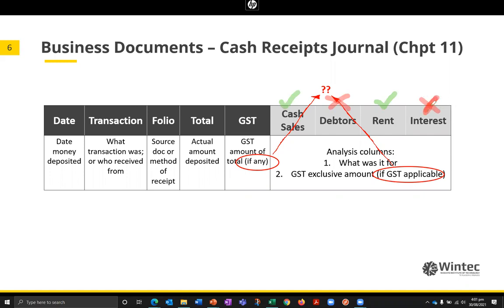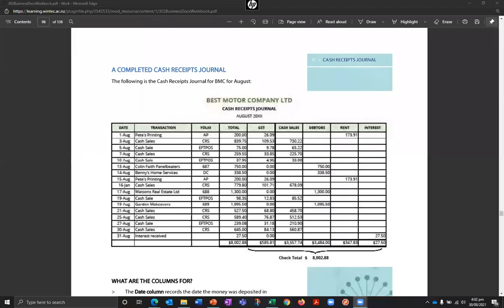Now, if you would like to make it easier on yourselves and to remember what you do and don't calculate GST on, you can put a tick and a cross like what I have here above the titles of these columns to help make it easier. So now let's have a look at what a cash receipt journal for B&C looks like.